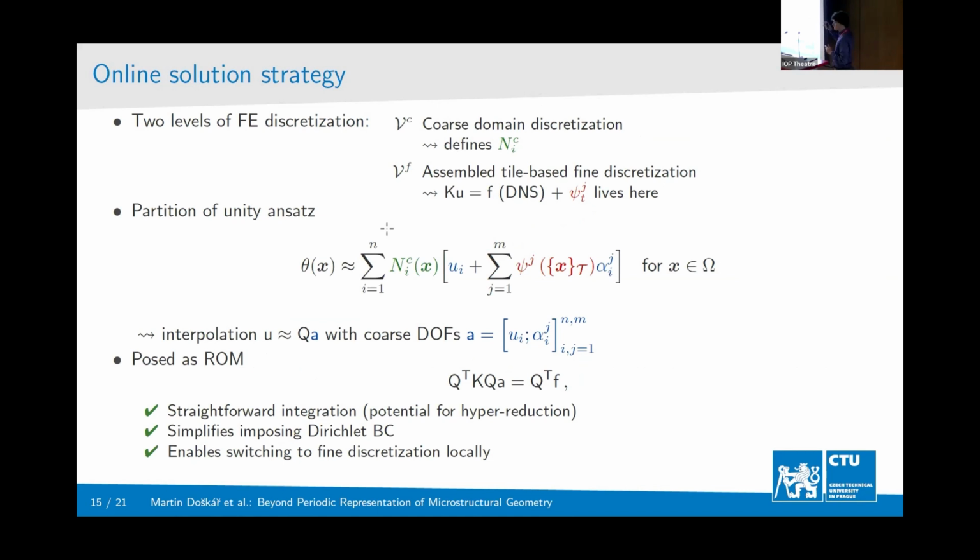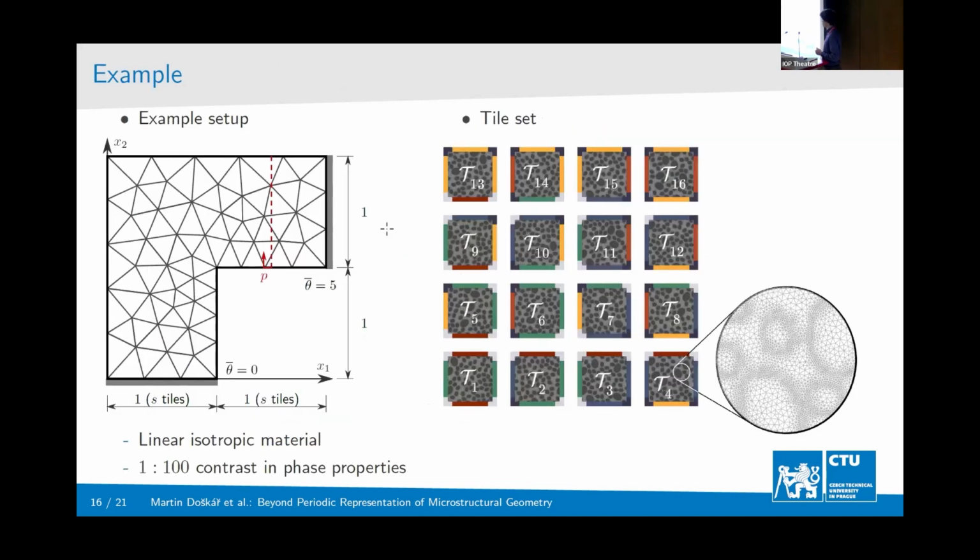And in this space, that's where all the enrichments were. And we combine them in the partition of unity ansatz, and we pose the problem as reduced order modeling just for the sake of, let's say, convenience, because it's then much easier to do integration, because you don't need any special integration rules, and also simplifies imposing Dirichlet boundary conditions. And the third point I will get to as well.